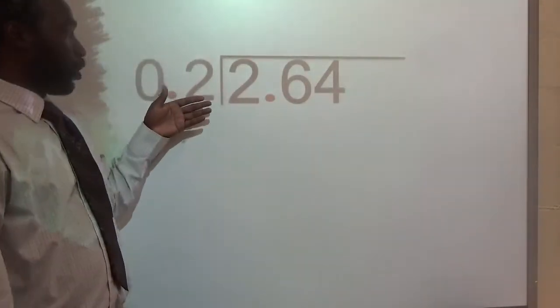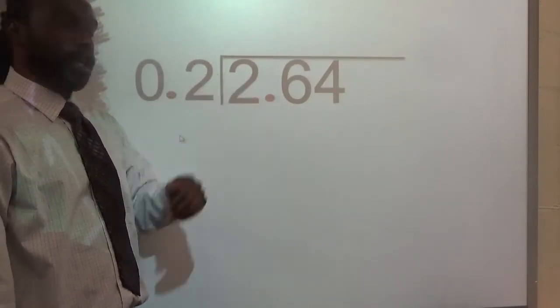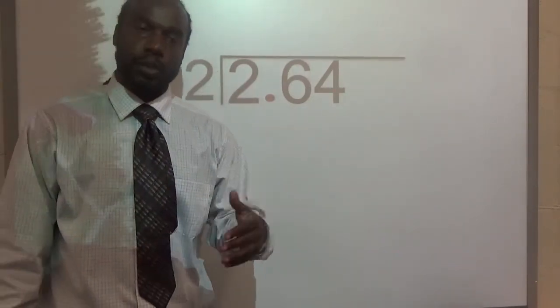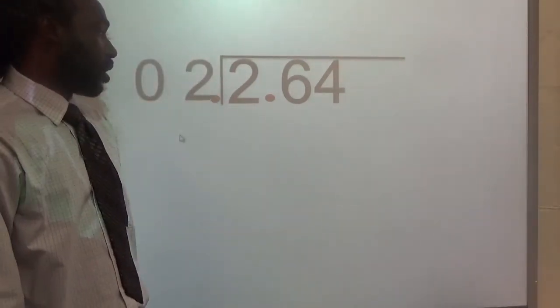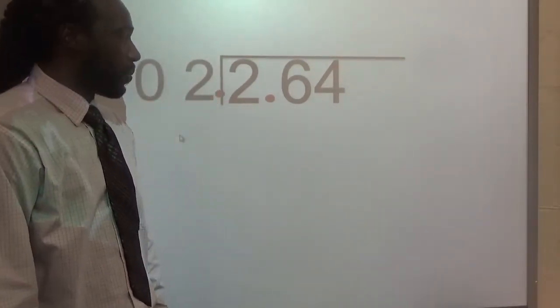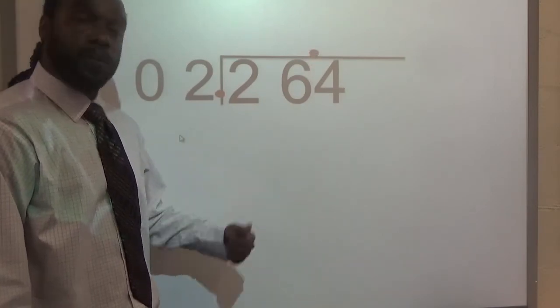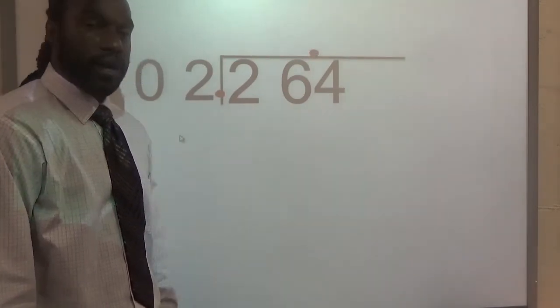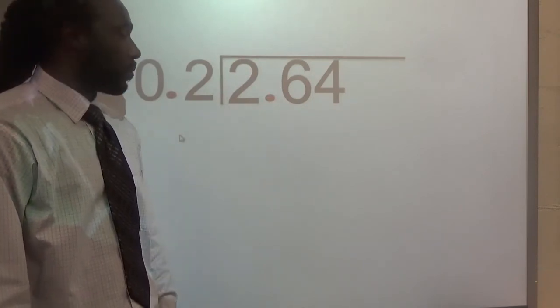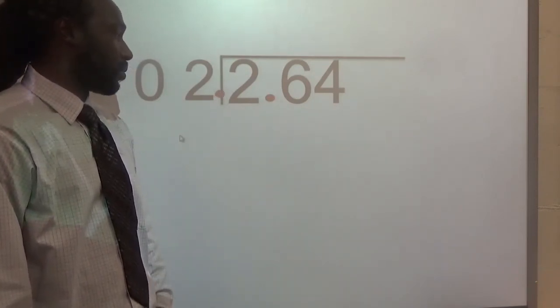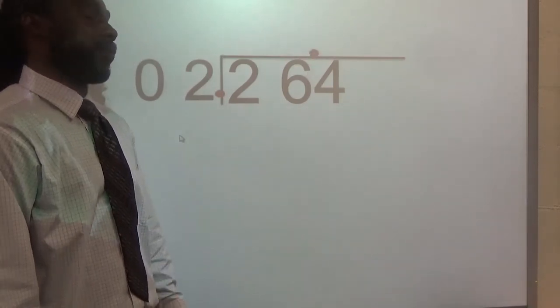Right? So here's another example. I have 0.2, or 2/10, divided by 2 and 64 hundredths. You should know what to do now. You move it over one time, move it over one more time. There you go again. Move it up into my quotient, and then I'm ready to divide. So I want to show you one more time. Move it over one time, one more time, move it on up.